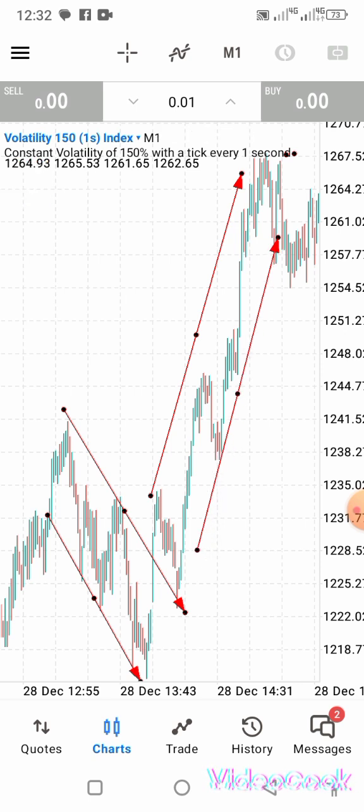So these are some of the strategies that I've been using throughout my trades.